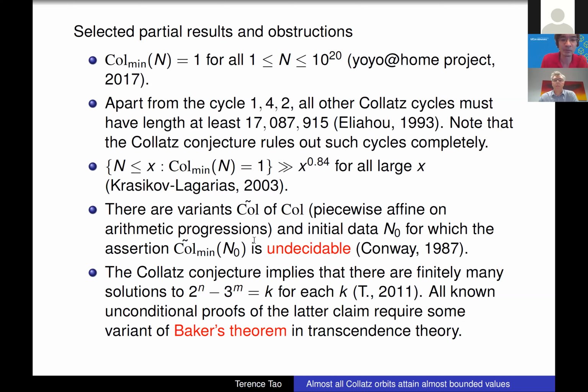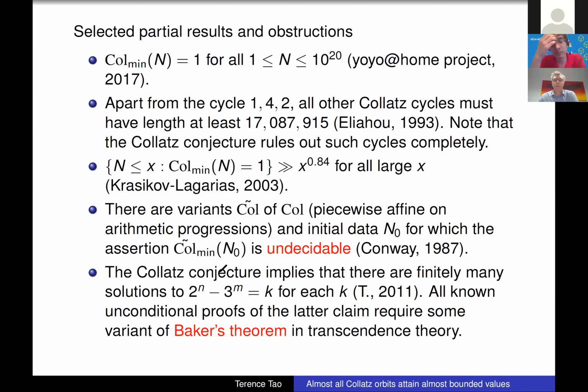I'm sorry, there's a typo here. You can't decide whether this orbit ever reaches 1 or not. The statement cannot be proved or disproved in the axioms of mathematics. The reason, in fact, is he could encode any Turing machine. Given any Turing machine, the question of whether the Turing machine halts or not can be encoded as one of these questions, and there are Turing machines for which the halting is undecidable. So that's a rather remarkable statement.